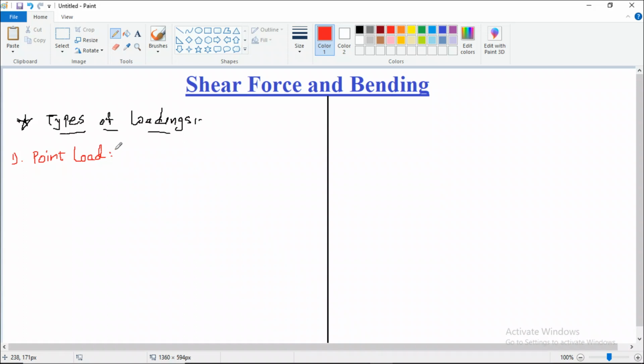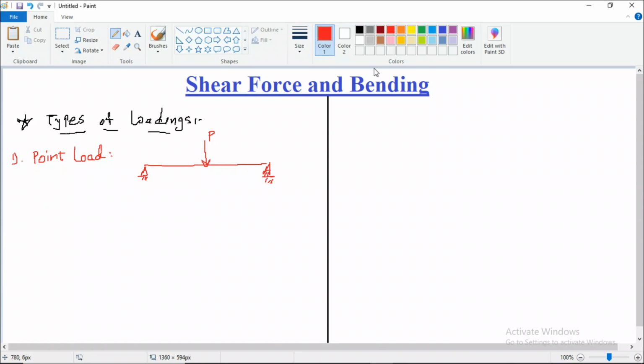Now how do we show this point load? So let us say if I have a beam, simply supported beam, that is one end, this is another end, and if I have to show the point load on this, it is shown by an upward, downward or slanted arrow and denoted by P. So this is how you show the point load in the figure.